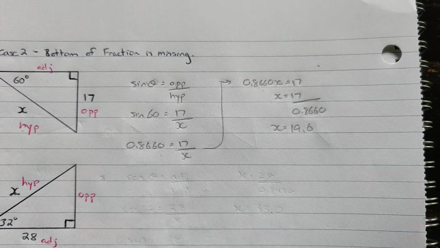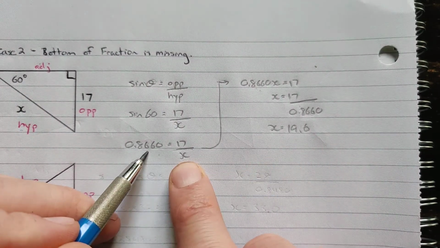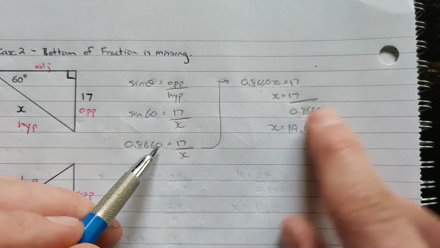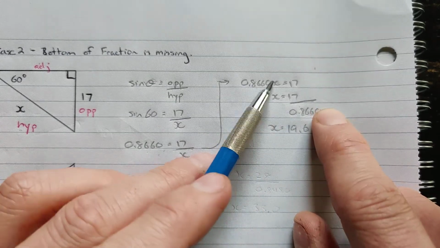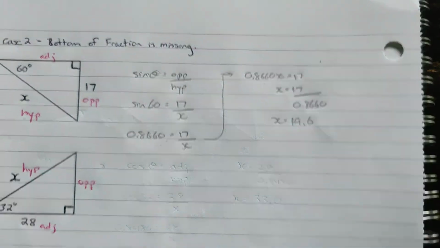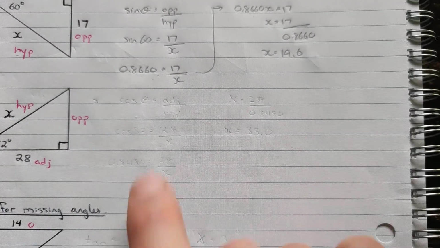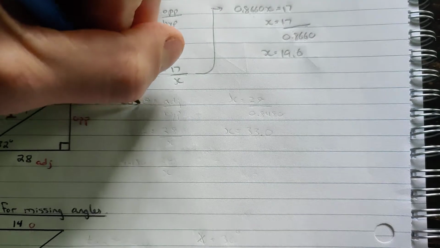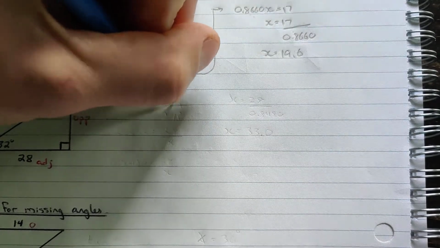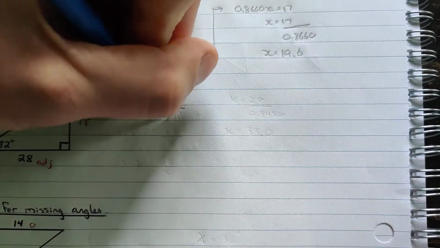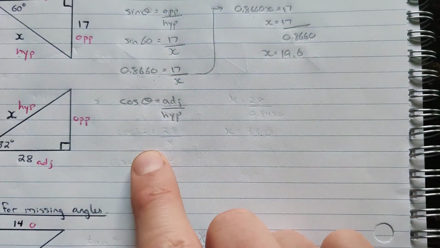Now, if you notice, the x and the 0.8660 just switch spots from here to here. If you want to skip this step, you're welcome to do that. That's what I'm going to do in the next question. I tend to do that because it's just one less piece to write, and it makes our videos faster. And again, it's just doing 2 steps in one.